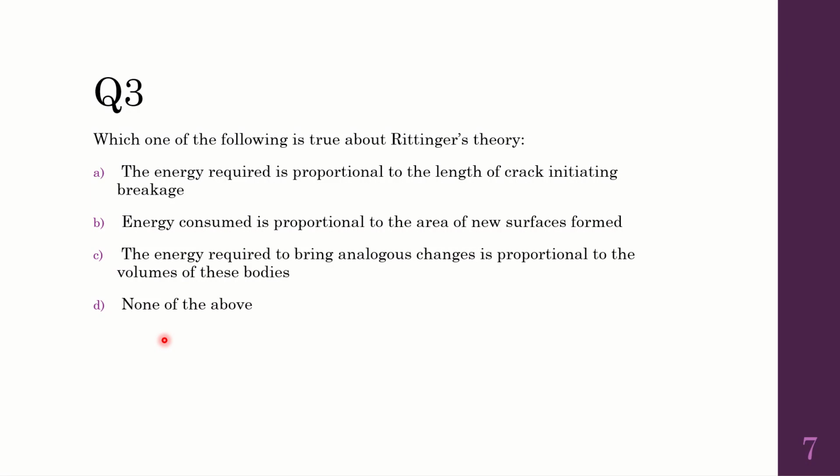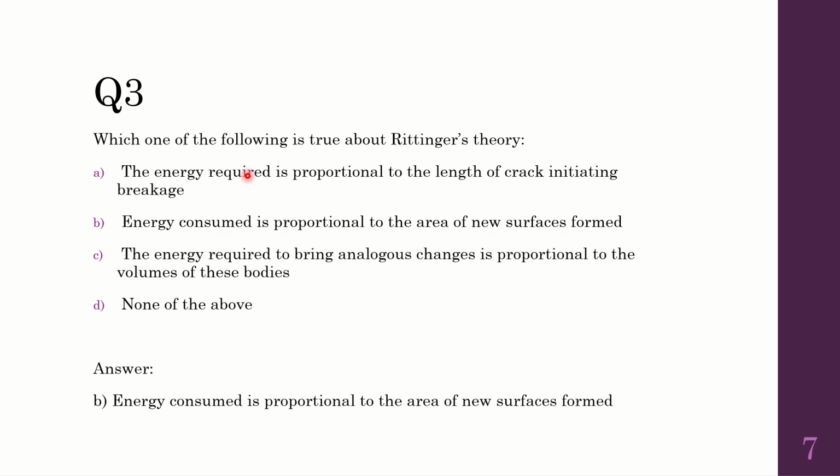What does Rittinger's theory give? The energy consumed is proportional to the new surface formed. So option B is the right answer. Then what would be the other statements, and from which theory are they? The first one, energy required is proportional to the length of the crack initiating the breakage. Can anyone say what theory that statement is from? That is from Bond's theory. And the last option C, energy required to bring analogous changes is proportional to the volume of those bodies. That is from Kick's theory.